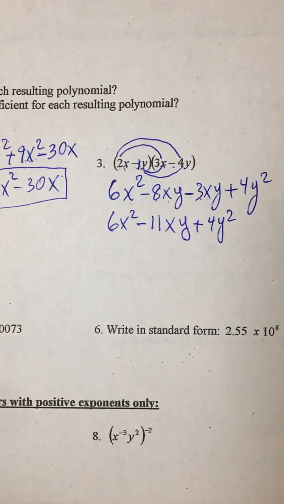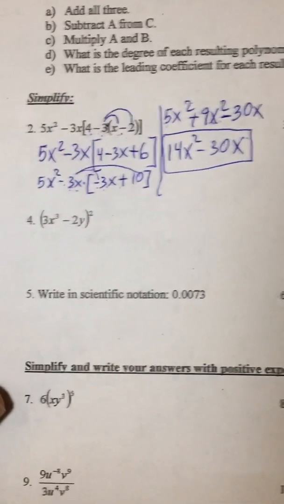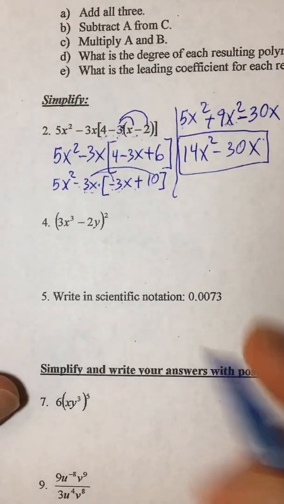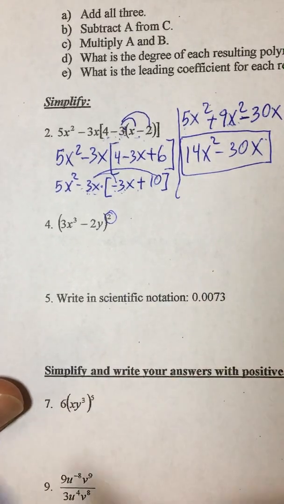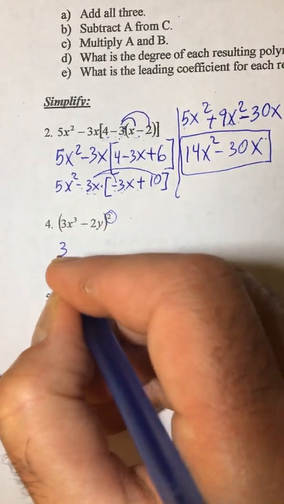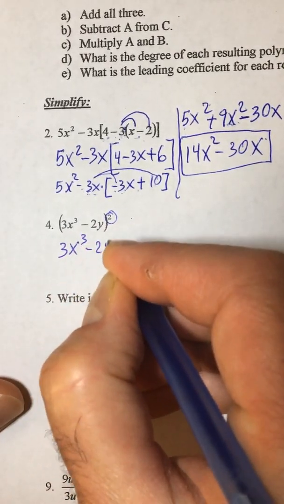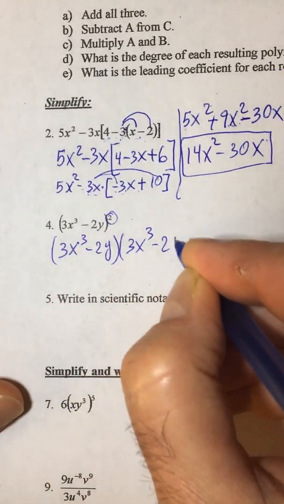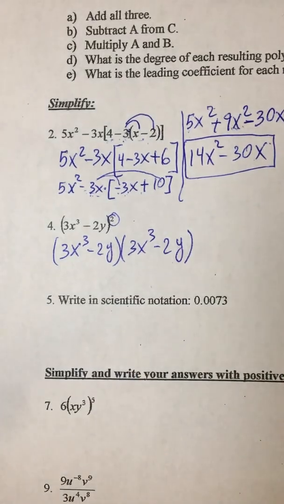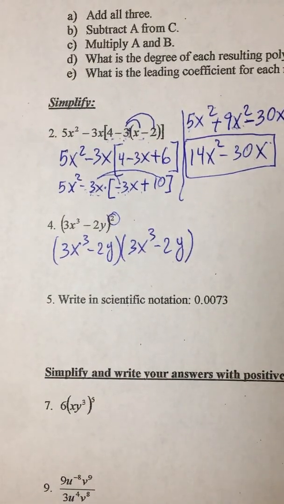Okay, are we doing good? I hope so. All right, so let's do number 4. Now you see this x squared over there? That means this quantity is being multiplied by itself. So basically what you do, if you like, you can write it like this. So that's basically what it means, multiplying it by itself.